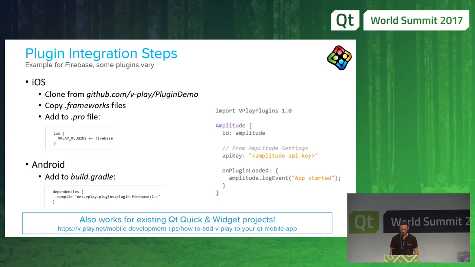And then the implementation is really just a couple of lines: the import of vplay plugins, and then you can use it just like a regular QML item. With the difference that this Amplitude item is internally a third-party SDK that you access. So internally, we are using JNI on Android to access the native functionality, and on iOS, the Objective-C sources.